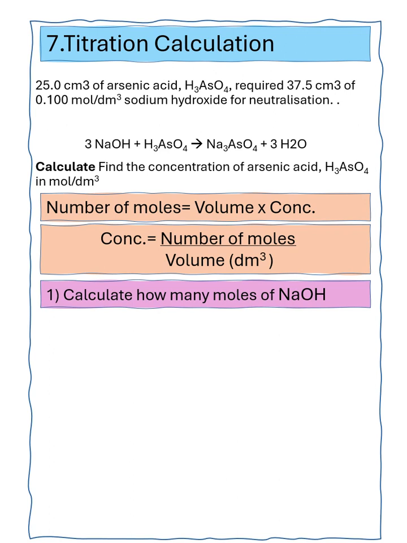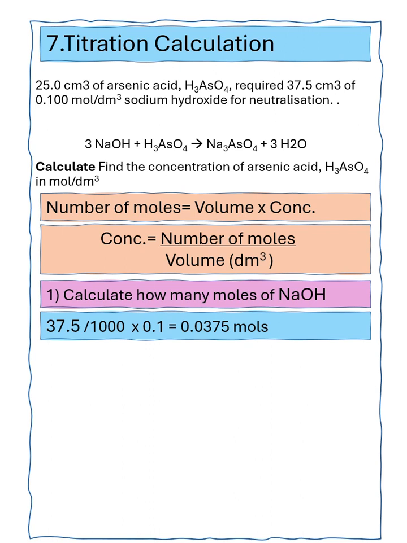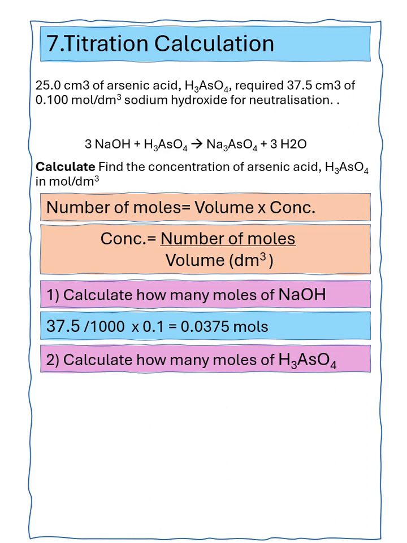First thing we're going to do is calculate the number of moles of sodium hydroxide. So we know we've got 37.5 centimeters cubed of 0.1 mole sodium hydroxide. So therefore, the number of moles is 37.5 divided by 1,000 to turn into decimeters cubed, times by 0.1, the concentration, which tells us the number of moles of sodium hydroxide. We can then use that to work out how many moles of arsenic acid.